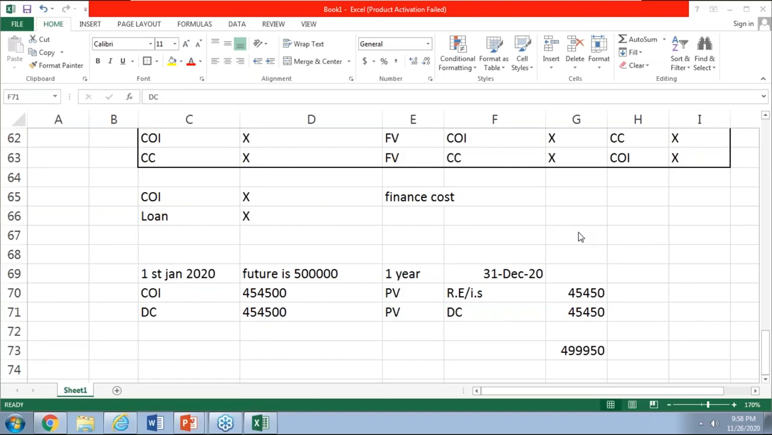Do we deduct or add deferred consideration interest from the present value of deferred? There is no deferred consideration interest.